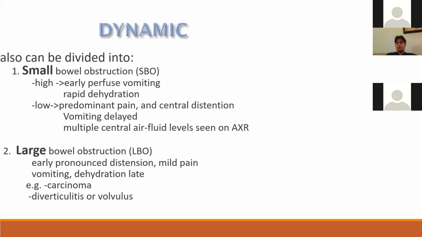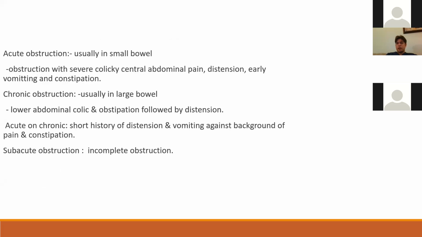In large bowel obstruction, there is very pronounced distension, mild pain, and vomiting and dehydration will be late. For example, carcinoma, diverticulitis, volvulus, these are the kinds of large bowel obstruction. Acute obstruction usually occurs in small bowel, where severe colicky central abdominal pain occurs, with distension. Chronic obstruction is usually in the large bowel, with lower abdominal colic and obstipation, followed by distension.